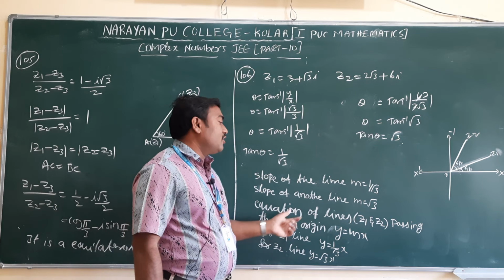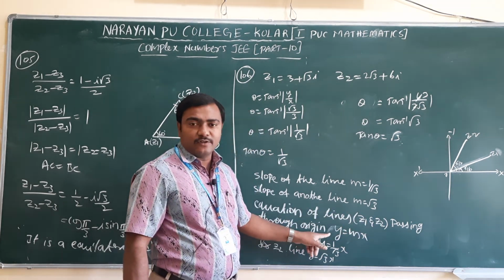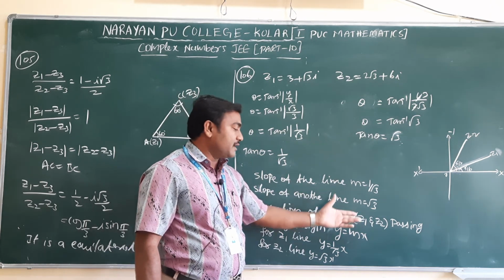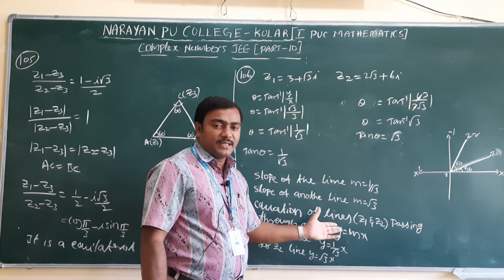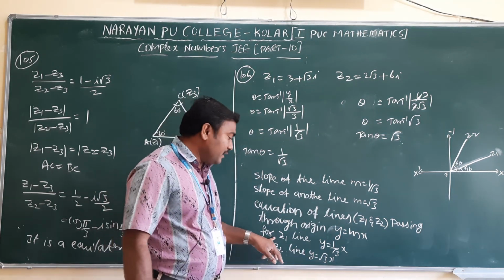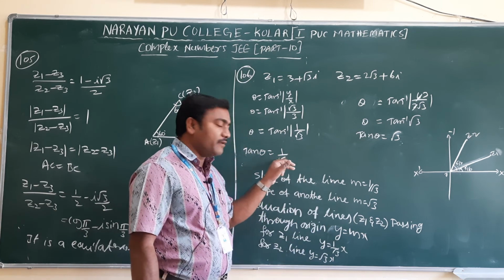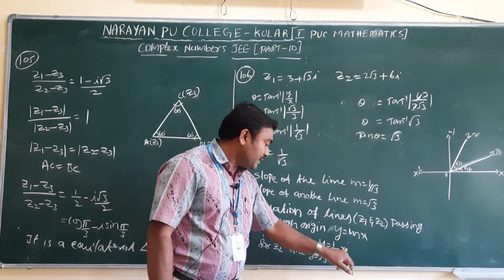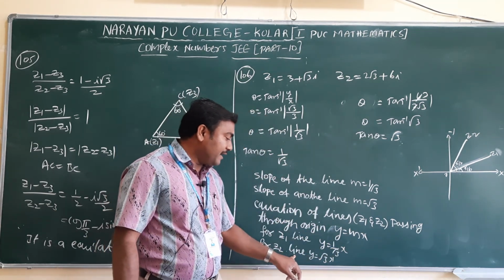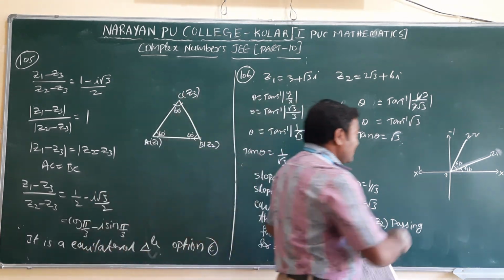Now the equations of the lines Z1 and Z2 pass through the origin. We know the condition for lines passing through the origin is y is equal to mx, as already discussed. So for the Z1 line, y is equal to 1 by root 3 into x, where we have taken the m value, and for the Z2 line, y is equal to root 3 x. Now I have to draw here.